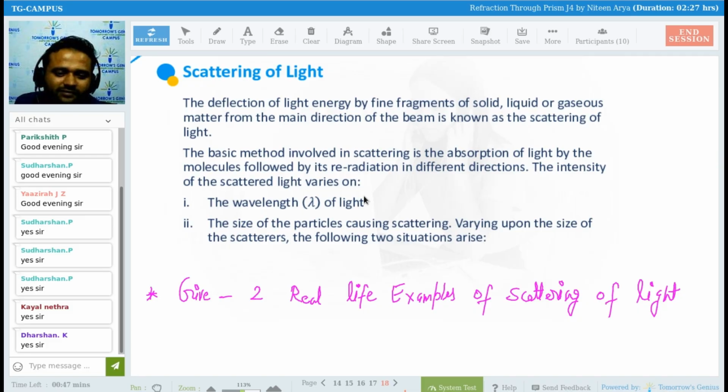Wrong. Sun doesn't look orange because of this. It looks orange because of atmospheric refraction, not because of the scattering. Got it? If anyone of you has doubt in this, due to atmospheric refraction, at the time of sunset and sunrise, you are seeing this orangish color in the sky, or orange color of the sun even. Not due to this scattering.